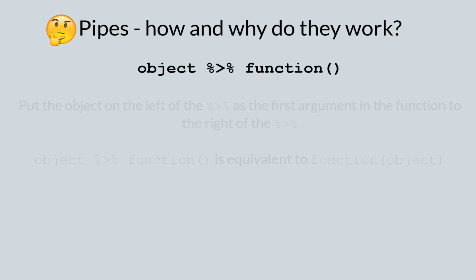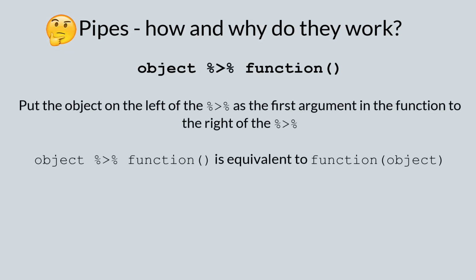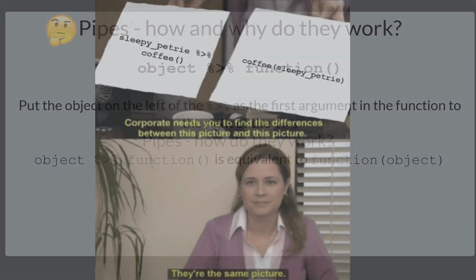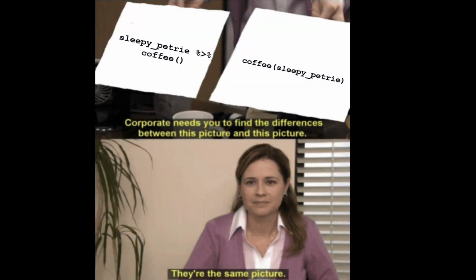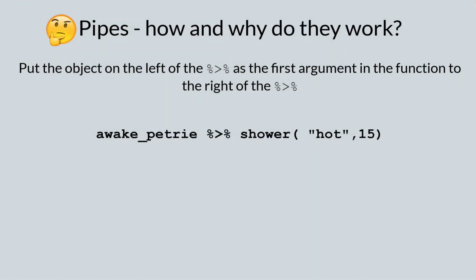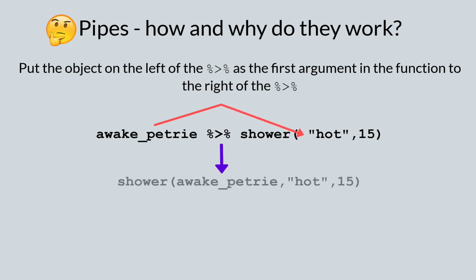So what really is the pipe doing? What is it accomplishing for us? It's basically saying put what object is to the left of the pipe as the first argument to the function on the right of the pipe. So Sleepy Petrie pipe coffee is essentially the same thing as just running coffee with the first and only argument being Sleepy Petrie. Or if we look at awake Petrie, pipe, shower, hot, 15, that's essentially just the same thing as running the command shower, applied to awake Petrie as the first argument, with hot as the second, and then 15 as the third argument.